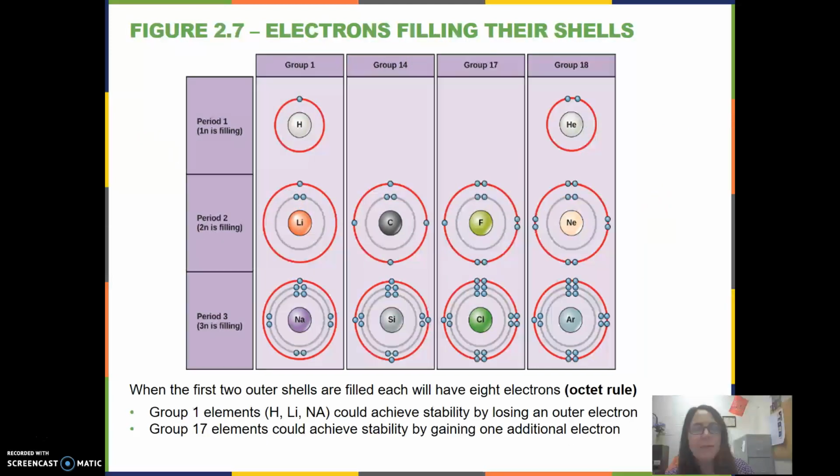And that rule is called the octet rule. When the valence shell, or the outer energy level, is filled with 8 electrons, then we say that that atom is stable. So what atoms do is they try to react with other atoms in such a way that their valence shells become filled.